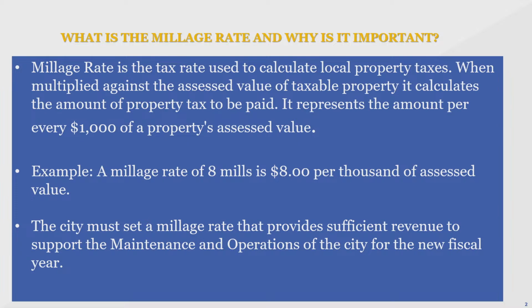An example of that would be a home that's valued at $200,000. The assessed value of that home would be $80,000. So that mill rate at $8 per thousand would be 8 times 80, equaling $640 as the tax bill. The city must set a mill rate that provides sufficient revenue to support the maintenance and operations of the city for the new fiscal year.